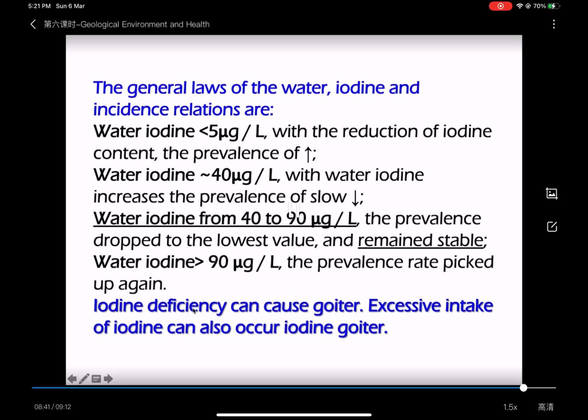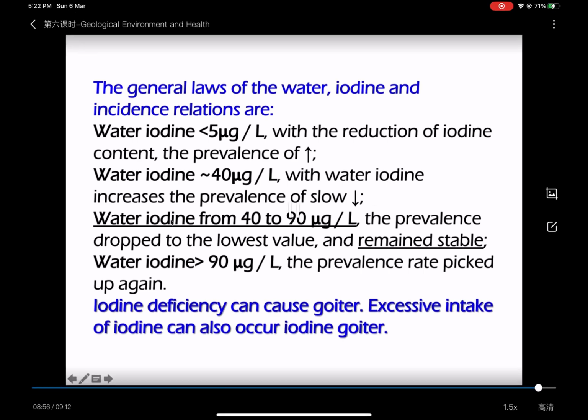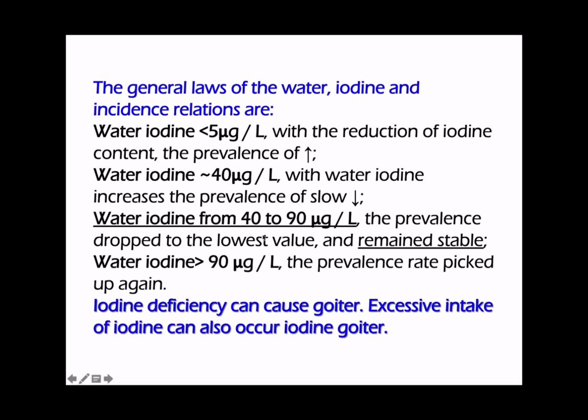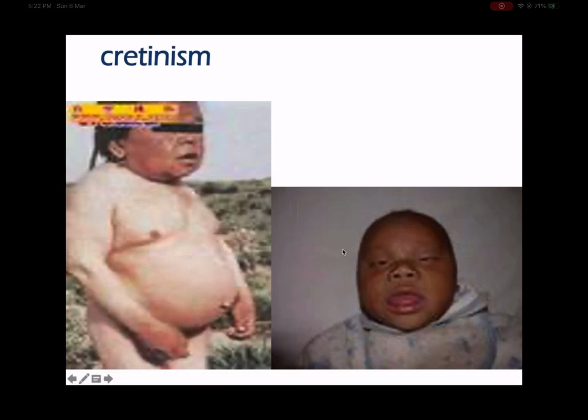So iodine deficiency can cause goiter, we know that, but excessive intake of iodine can also cause iodine goiter. And the safest level is from 40 to 90 micrograms per liter. There are some more pictures of goiter and cretinism.